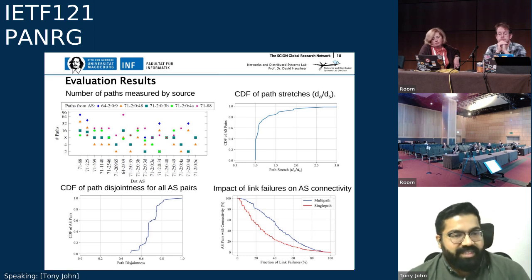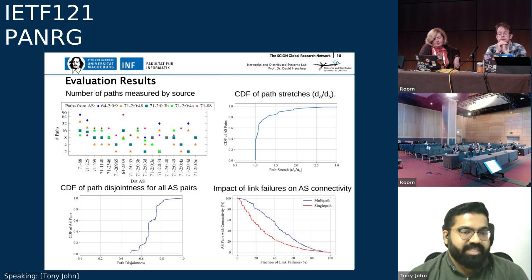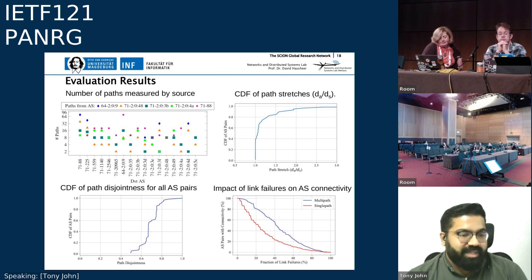On the top right, we can see the path stretch among different AS pairs. We can see that for 80% of AS pairs, the best path and the second best path have very similar properties. So we can say that we always have a really good alternative path.